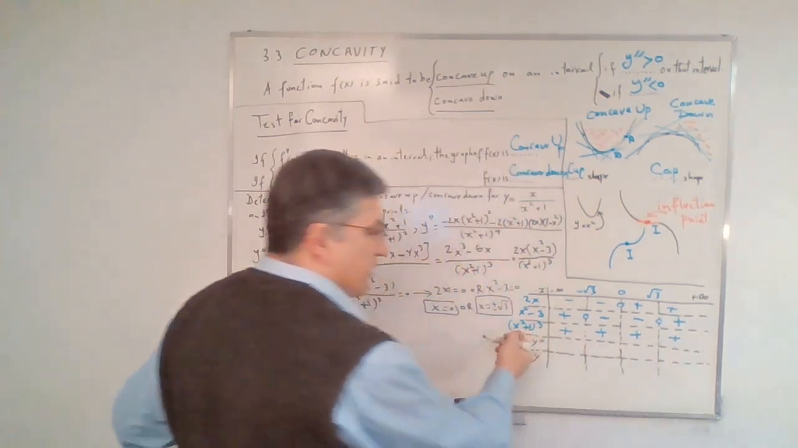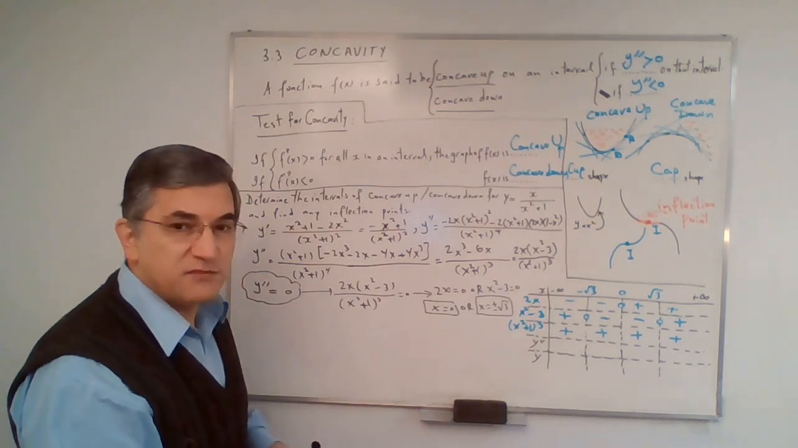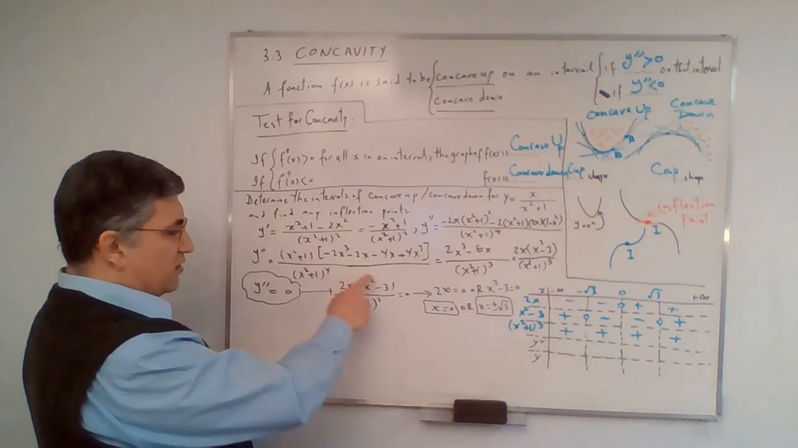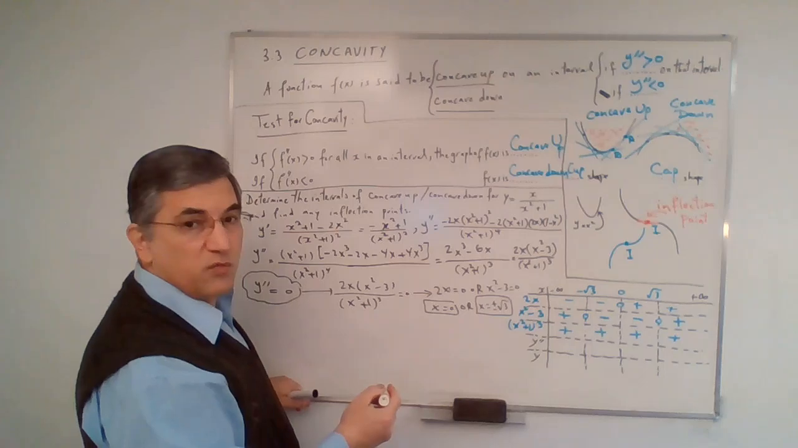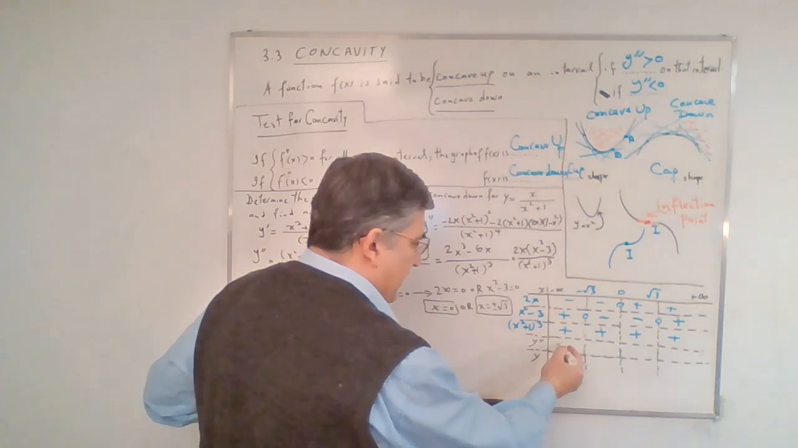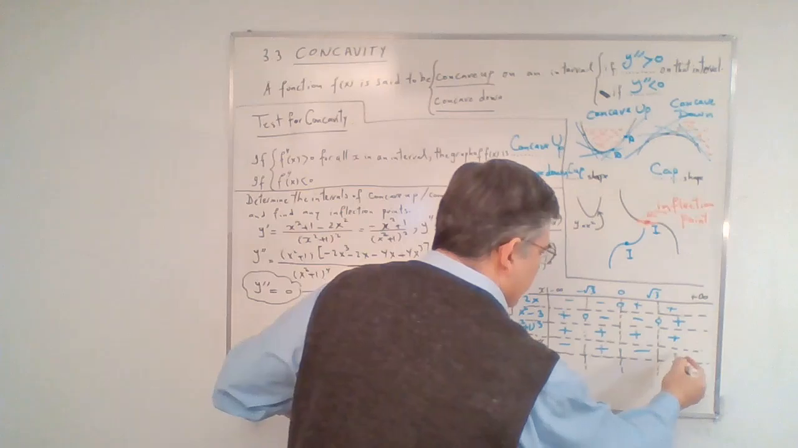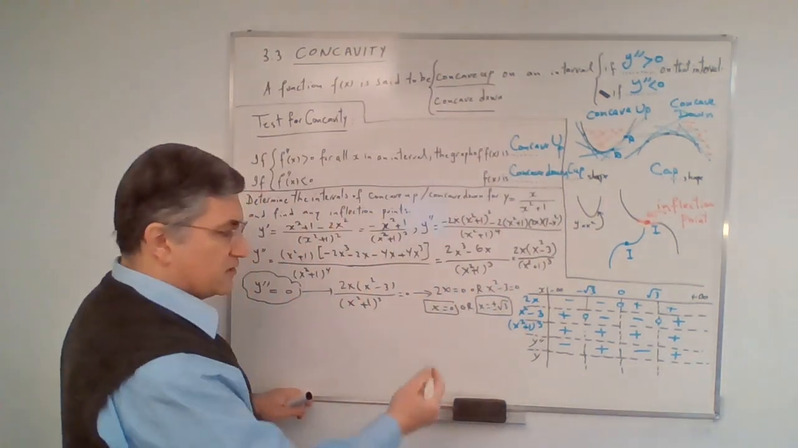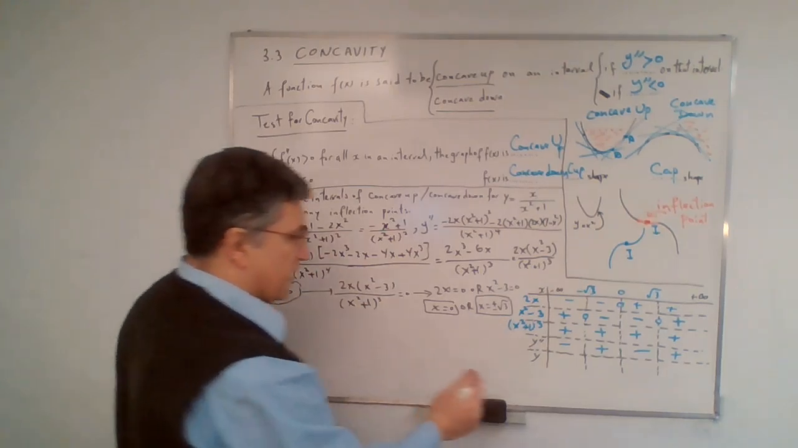When you cube an always positive expression, what do you expect to get? You end up with a positive answer anyway. Now, the product and the quotient of all these 3 factors will determine the sign of the y double prime. So this first interval would have a negative sign. Negative times negative is positive, then negative and positive signs. These are the signs of this second derivative of the function.